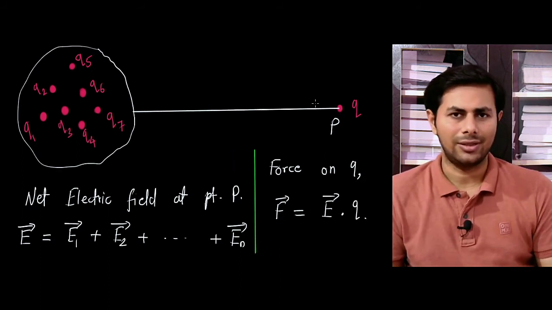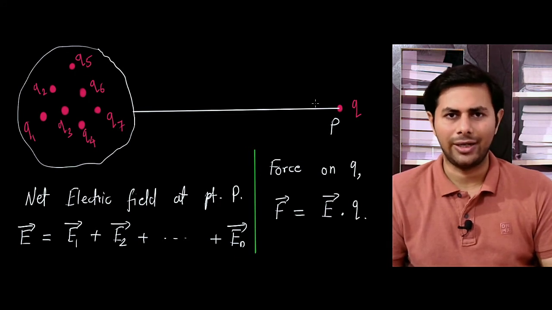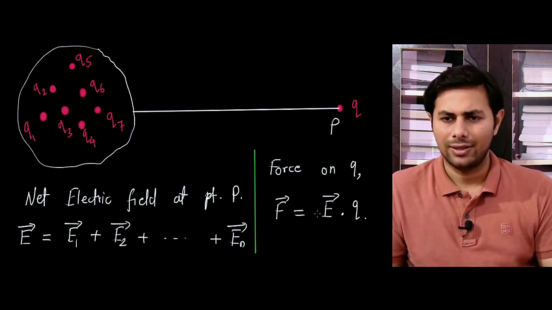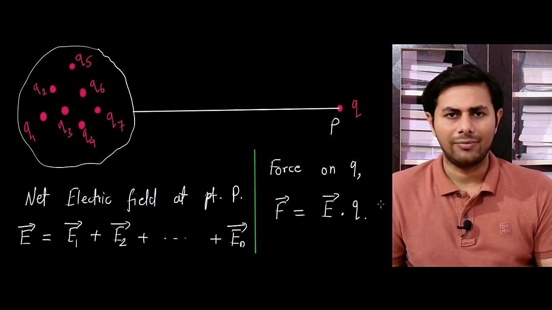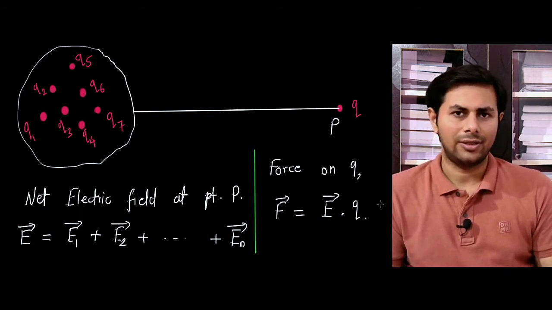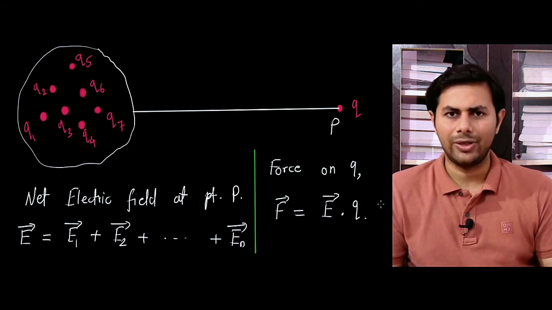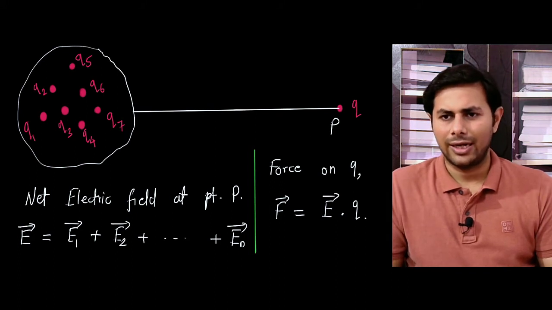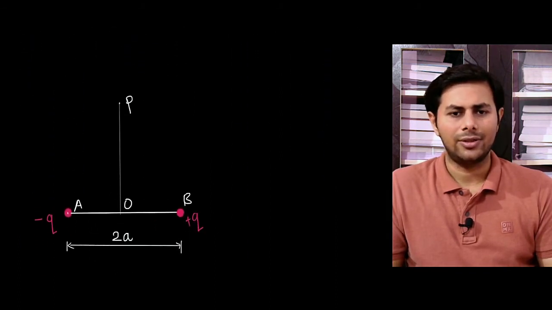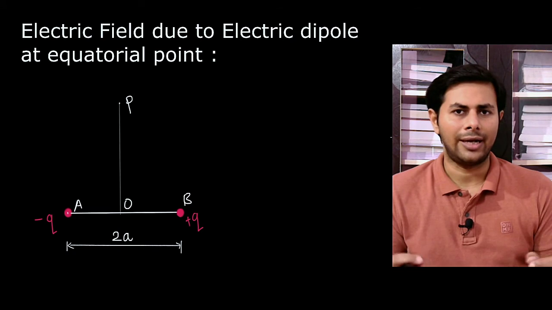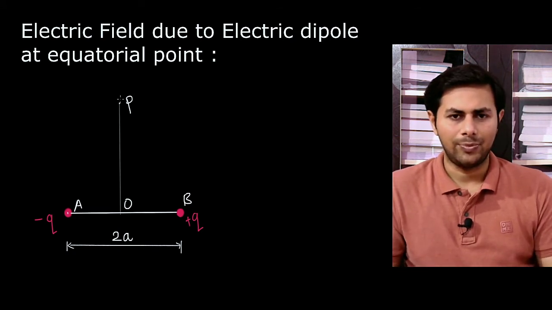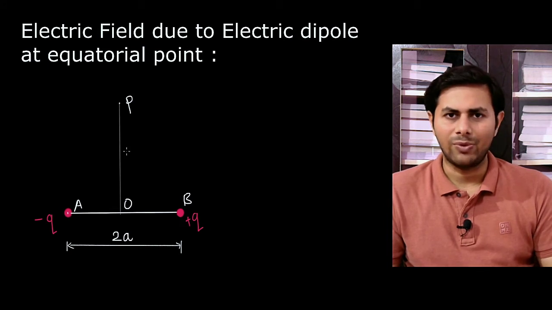Now since the electrostatic force acting on any charge can be written as the electric field acting at that point multiplied by magnitude of the charge, the rest of this chapter is about calculation of electric fields due to different charge configurations. And today we are going to find out the electric field due to an electric dipole at a point on its equator. So what is an electric dipole?